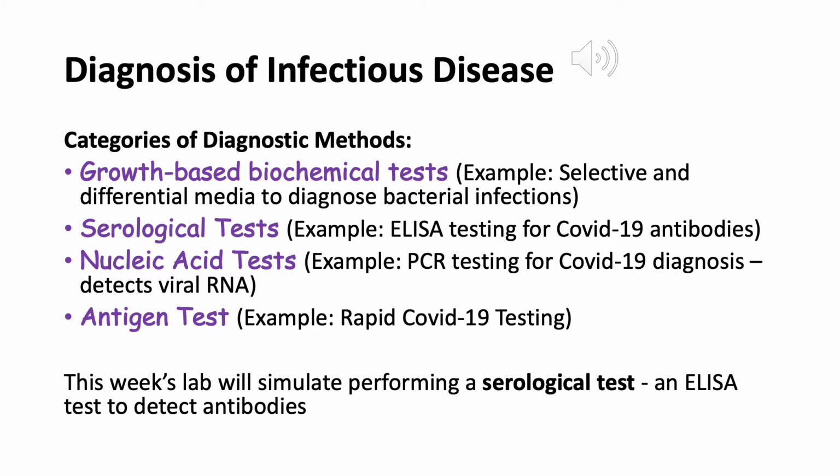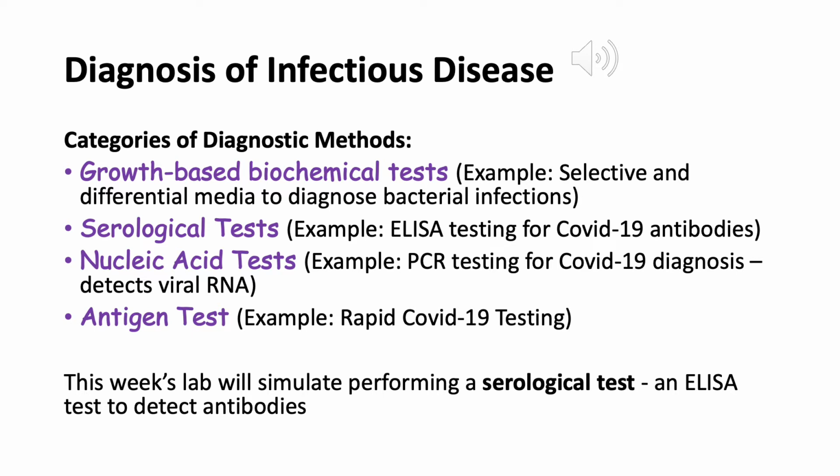Then the next one is the antigen test. The antigen test, for example, is the rapid COVID-19 test. So that works by detecting pieces of the proteins that are found on the pathogen and looking for those pieces of the protein on the pathogen surface to determine if the person has an active infection with that pathogen present.